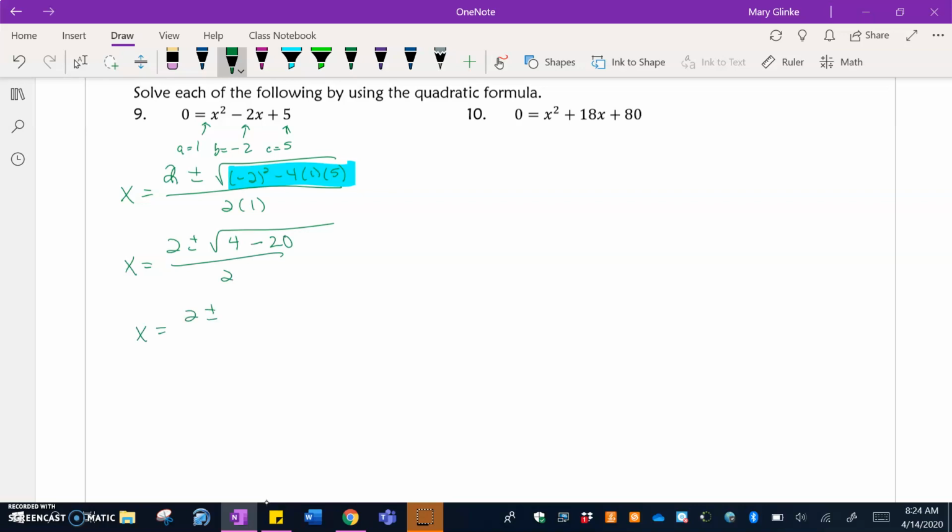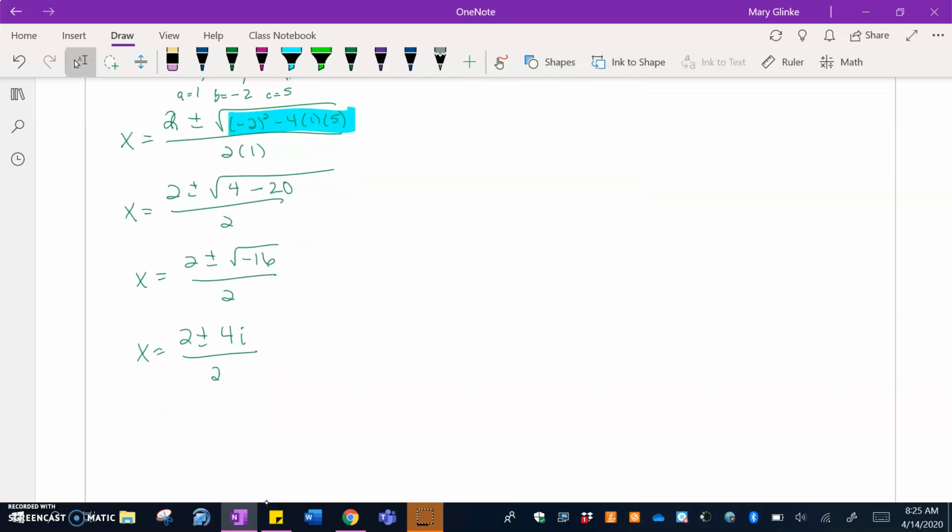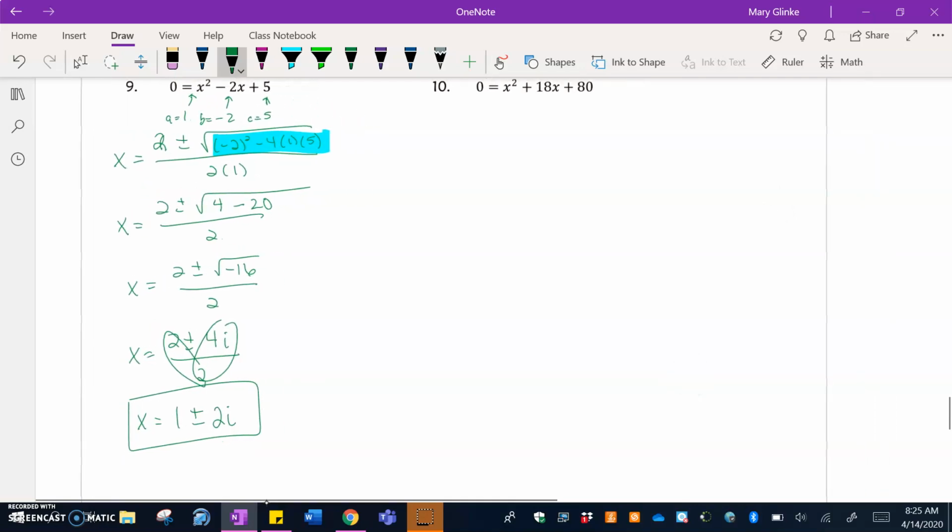And so we get 2 plus or minus the square root of -16 all over 2, which now we can simplify the square root of -16. The square root of 16 is 4, but the square root of a negative is i. And so after we have simplified our square root, now we can divide each term by 2. We get 1 plus or minus 2i, and we cannot simplify that farther because we cannot add those two together. One has an i and one does not.